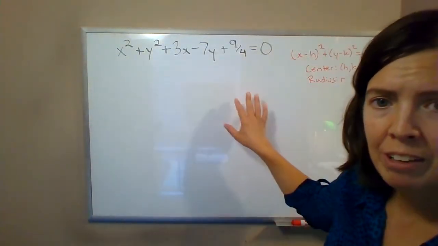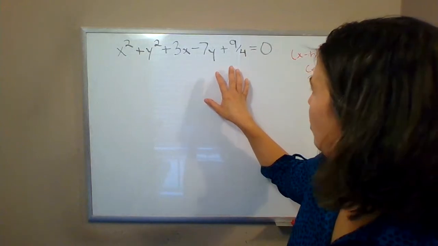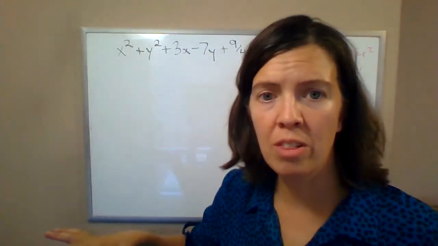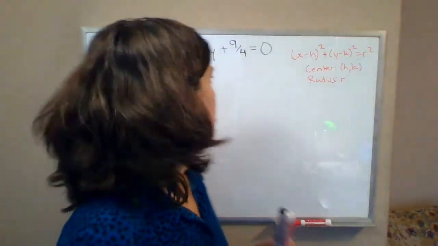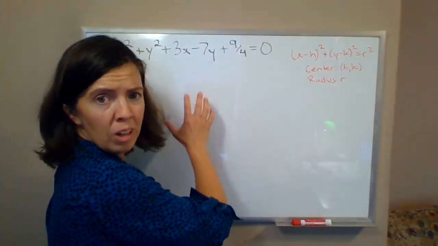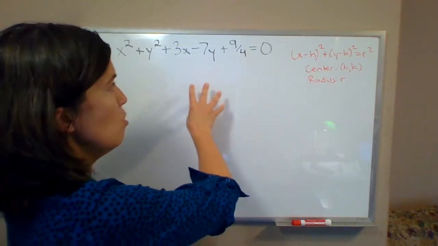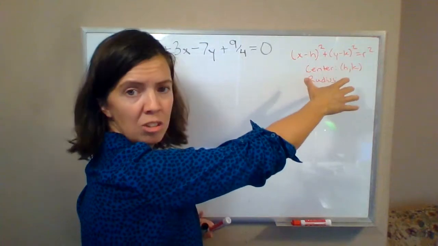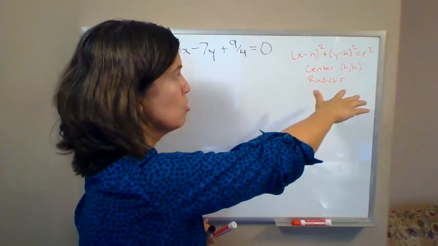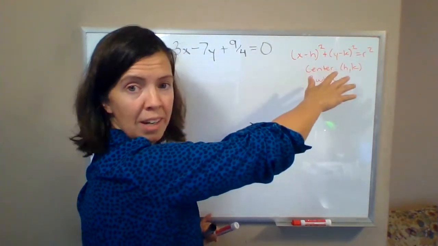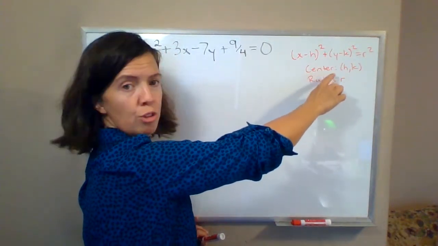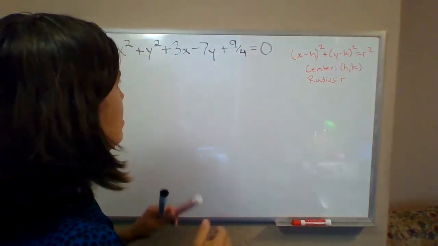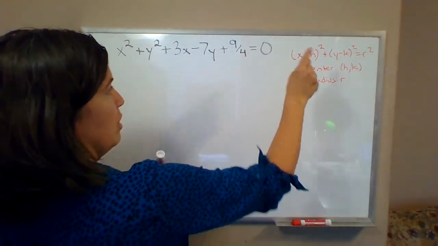So in this example, we're given kind of an ugly looking equation for a circle and asked to identify the center and the radius. So the goal at first here is to get this equation written in the standard form for the equation of a circle, which is x minus h squared plus y minus k squared equals r squared. And when it's written in that form, then we know that the center of the circle is located at (h, k) and the radius is r. So we want to make this equation look like that.